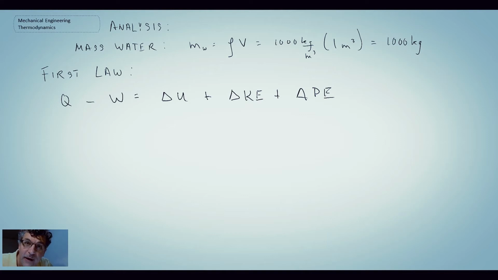Can we get rid of the kinetic energy? Yes, we can. The house is not moving. Can we get rid of the potential energy? Yes, again, the house is not moving. Okay, so with that, we whittled down the first law into something a little bit simpler.